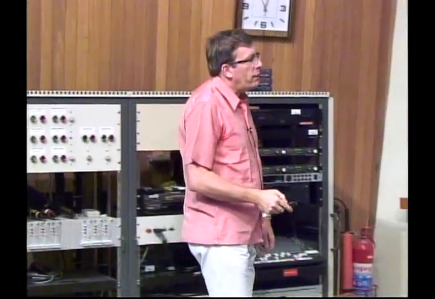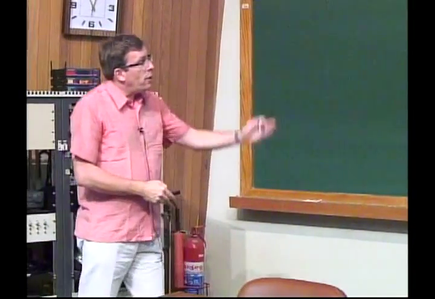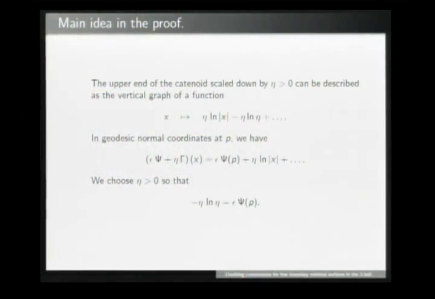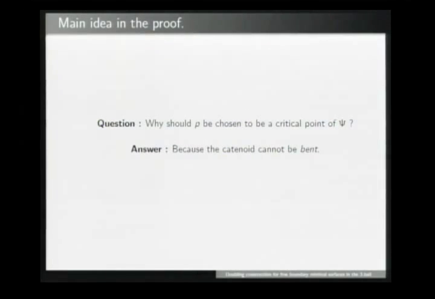So you see that here there is something weird, because in this formal computation, in this formal construction, I never used the fact that the point P needed to be a critical point of the function psi. Now, let me try to explain in a few words why one needs P to be chosen to be a critical point of the function psi.